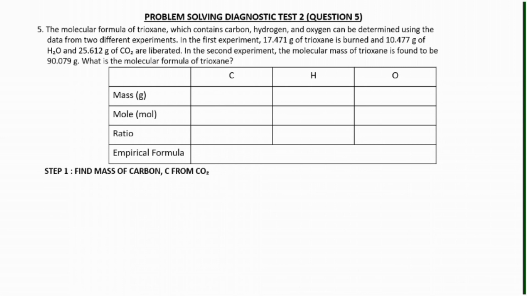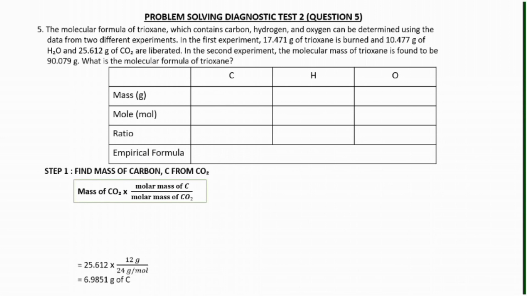which is step 1, find the mass of carbon from carbon dioxide. The formula is mass of carbon dioxide times molar mass of carbon divided by molar mass of carbon dioxide. So, mass of carbon dioxide, 25.612, times molar mass of carbon, which is 12 gram, divided by molar mass of carbon dioxide, which is 44 gram per mole. So we get 6.9851 gram of carbon.